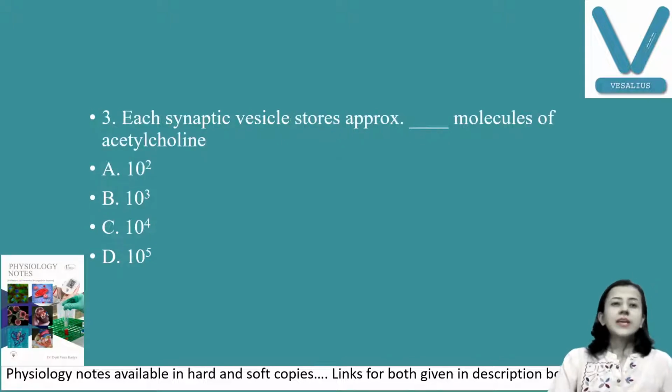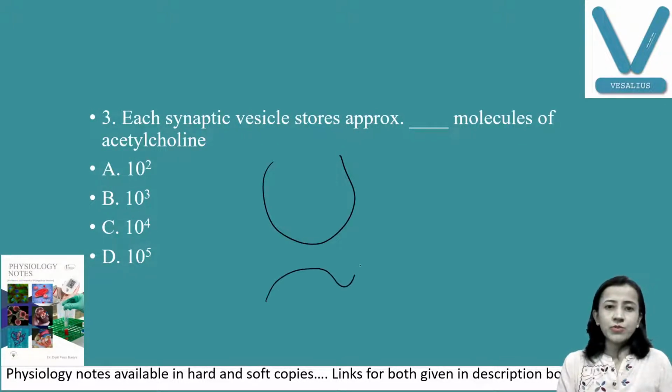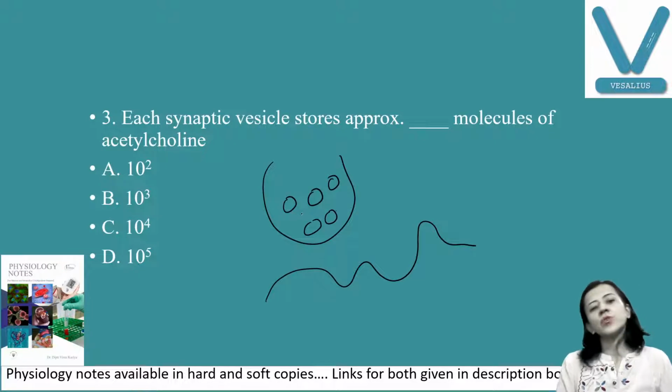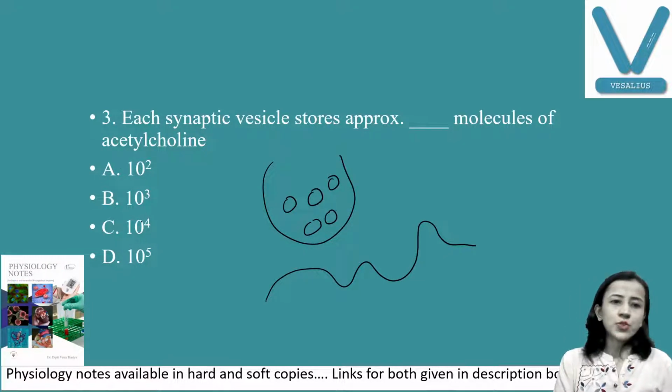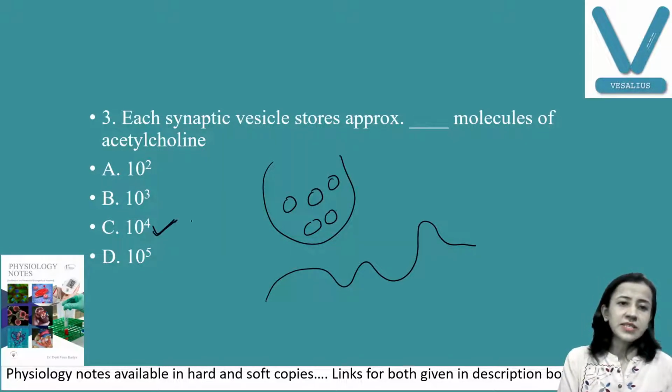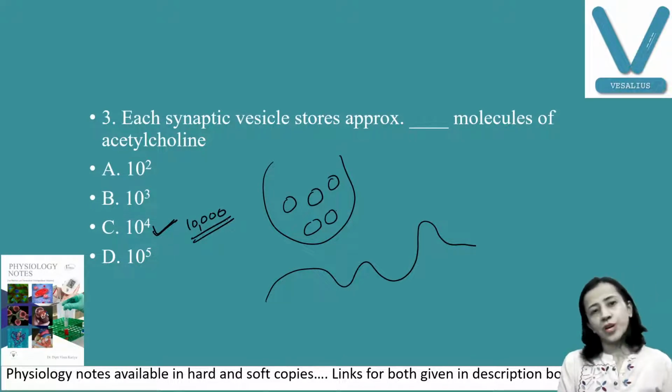Next is, each synaptic vesicle, this is your presynaptic membrane, postsynaptic membrane, okay, vesicles store how many acetylcholine molecules? 10 raised to 2, 10 raised to 3, 10 raised to 4, 10 raised to 5. Okay, that is, we have discussed 10,000 molecules or 10 raised to 4 molecules.